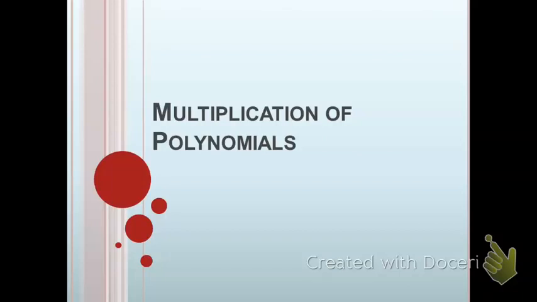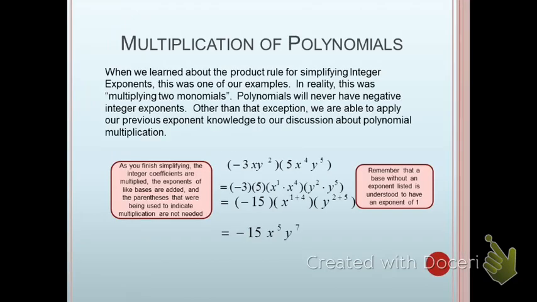In this lesson, we'll be multiplying polynomials. In an earlier lesson, we learned the product rule for exponents, which states that if you're multiplying variables that have like bases, then you add the exponents. So in this example, -3 times 5 is -15. X to the first times x to the fourth is x to the fifth, and y squared times y to the fifth is y to the seventh.